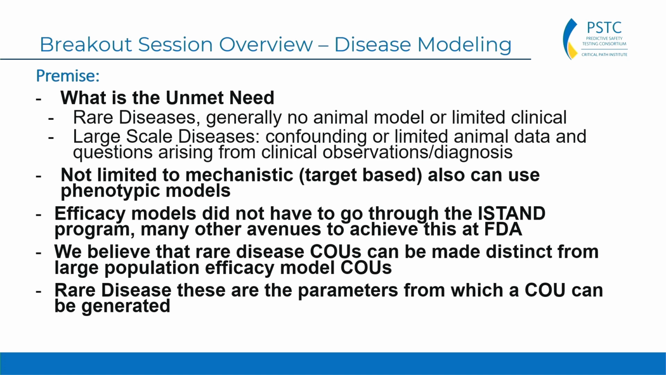And again, we wanted to not limit it to mechanistic, target-based models, but also use phenotypic models. Efficacy models also did not have to go through ISTAND. There are many other avenues through FDA, so we wanted to make sure that was understood. And again, we believe that rare disease COUs can be made distinct from large population efficacy model COUs, and then basically use the parameters from the rare diseases to expand upon them to the large populations.